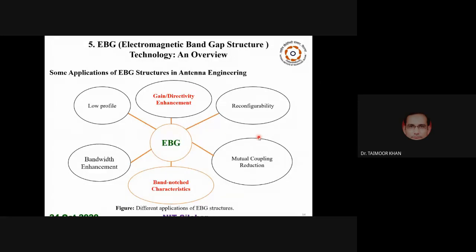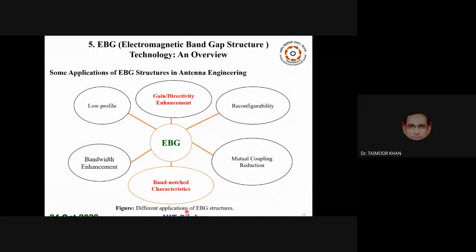Now, after observing the different things related to EBG structures, here are some very common applications of EBG structures in antenna engineering. EBG structures are widely used for creating low profile antennas, high gain or high directivity antennas, then reconfigurability is also possible, mutual coupling reduction, band notch characteristic, bandwidth, etc. In this talk, I am going to focus on only two applications. The remaining ones we will touch on side by side, but a detailed discussion on these two topics will come in the remaining slides.